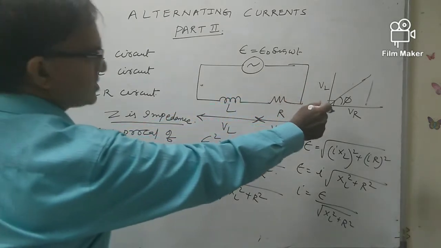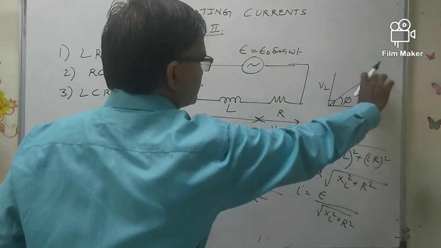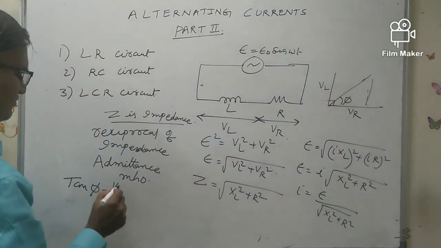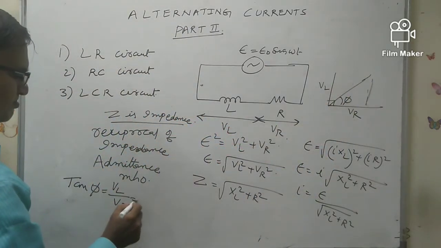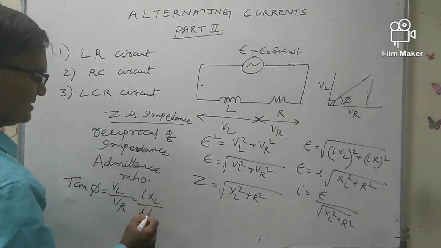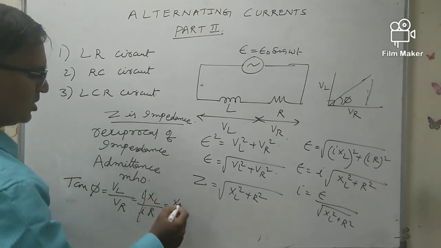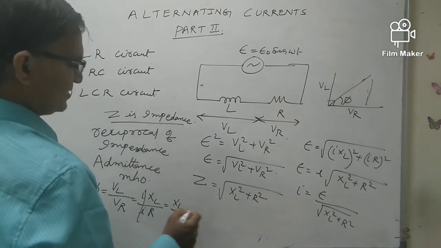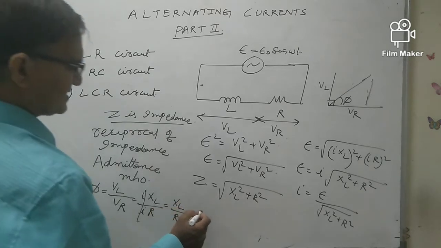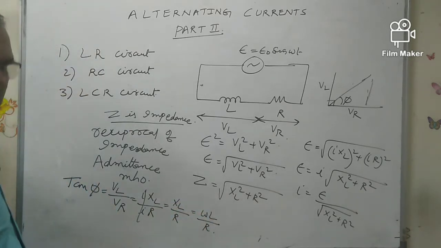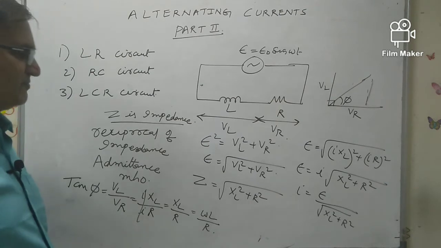Now the phase angle. For this, tan phi is equal to the opposite side over the adjacent side, VL by VR. If you write it as I into XL by I into R, the I gets cancelled and you get XL by R. XL is nothing but the inductive reactance, which we already discussed for only an inductor.